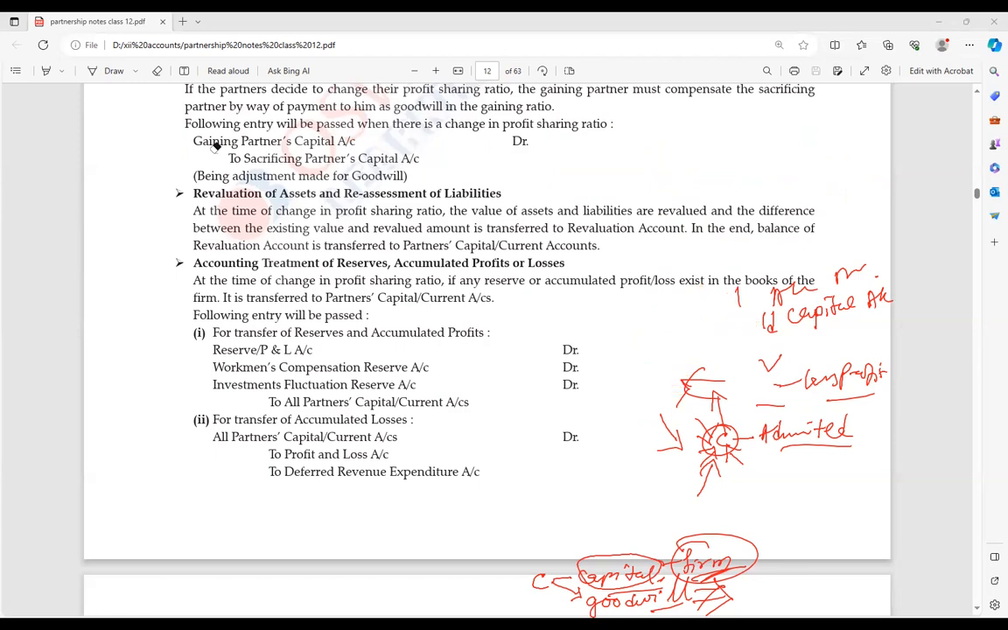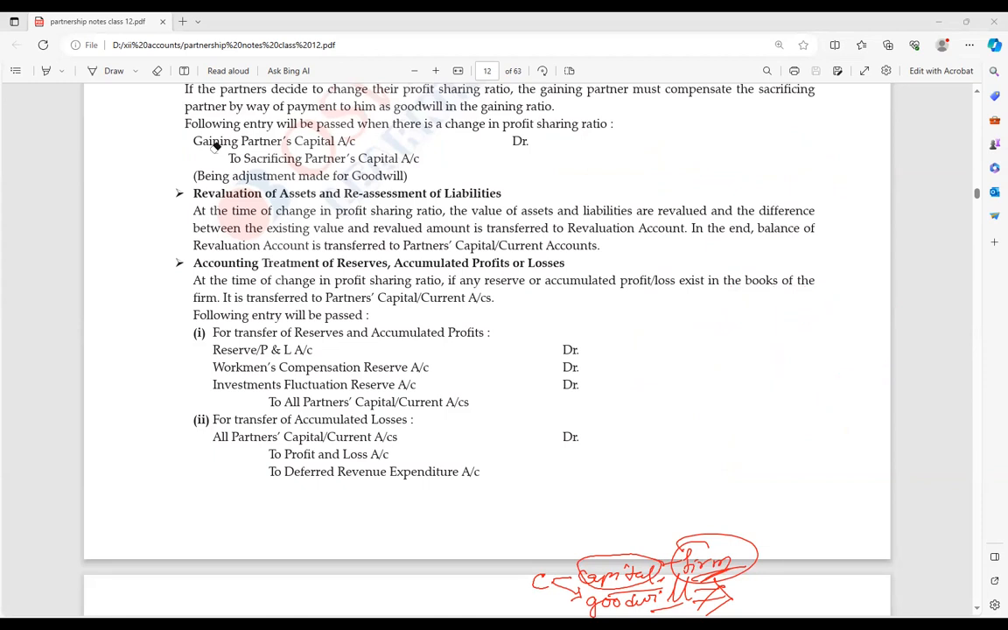Simple meaning. If you're talking about admission, the person who is going to come into the firm, that means the partner is being admitted, so the admitted partner will definitely receive. That is the profit sharing ratio, the person receiving is gaining. But the old partners who were already there are going to pay that money. So if they are giving that ratio on behalf of the new partner, definitely they are sacrificing.